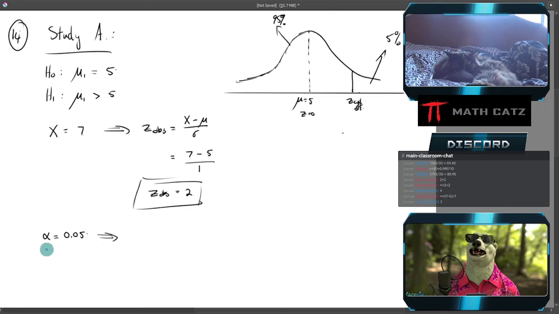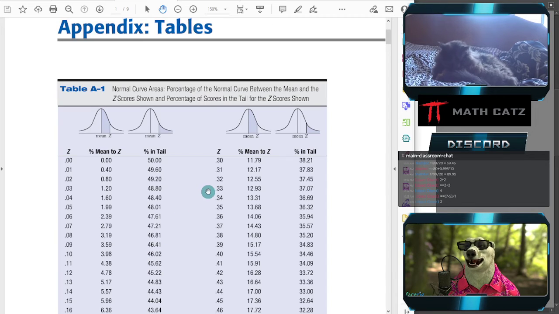That is what I decide beforehand, what I'm okay with. There's a chance I'm going to make a mistake, and there are extreme, more rare scores possible, but only 5% of the time is that going to happen. So that's my cutoff that I decide beforehand. So I then look at this image and use my tables to find the cutoff score that would give me 5% in the tail. Let's go to our tables here.